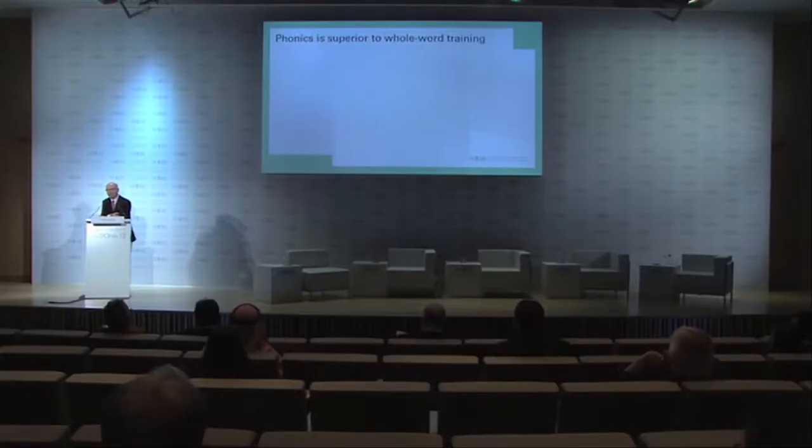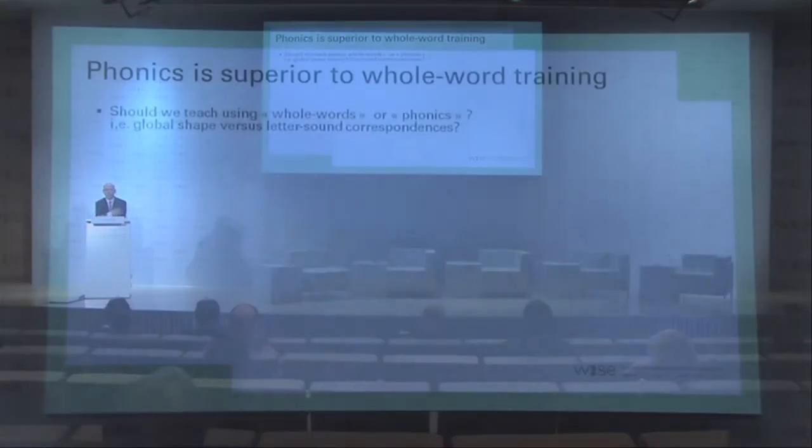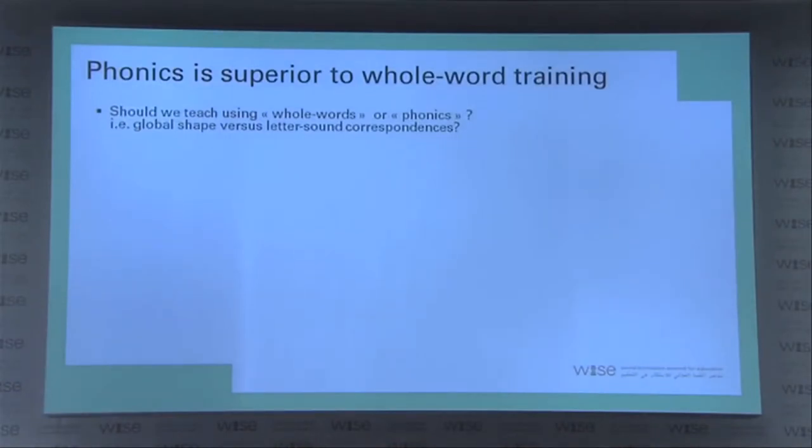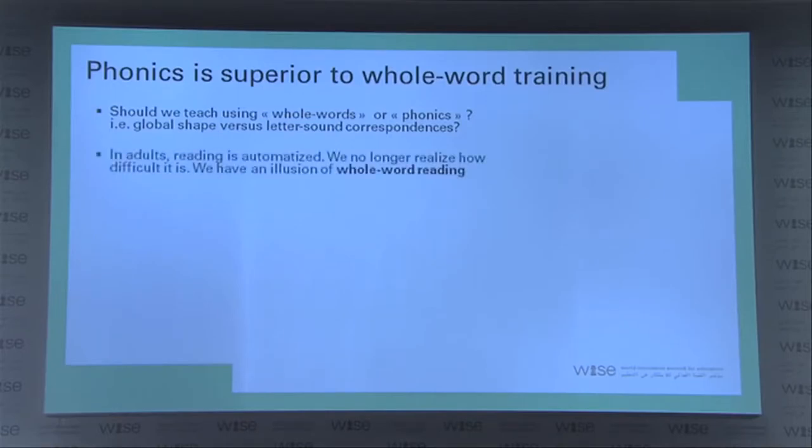Another thing that we understand a little bit better now is this very classical question of phonics versus whole word training. There's been a lot of debate in psychology and in education. Should we teach the whole word level, or should we really teach every single letter and their pronunciation? Is there anything such as the global shape of the word which is being used in reading? Well, here there is something very important. As adults, we have forgotten how we were as children. We have forgotten how difficult it was to learn to read, and we think that we can just lay our eyes on a word and it immediately pops to mind.